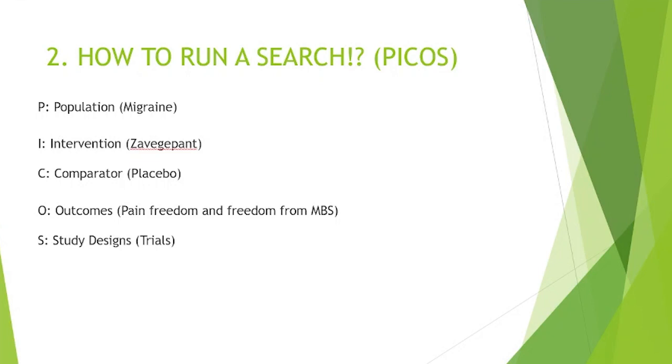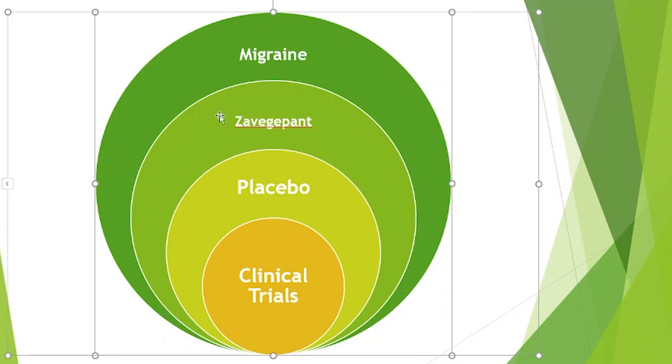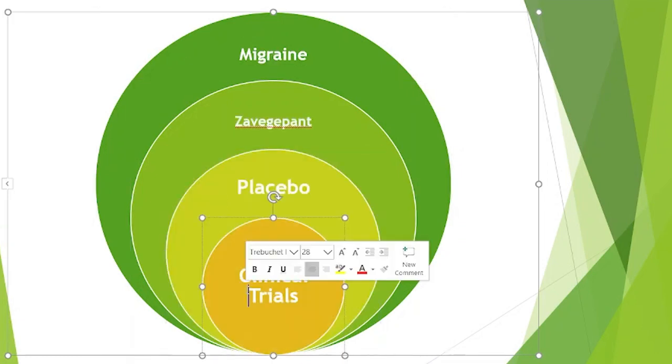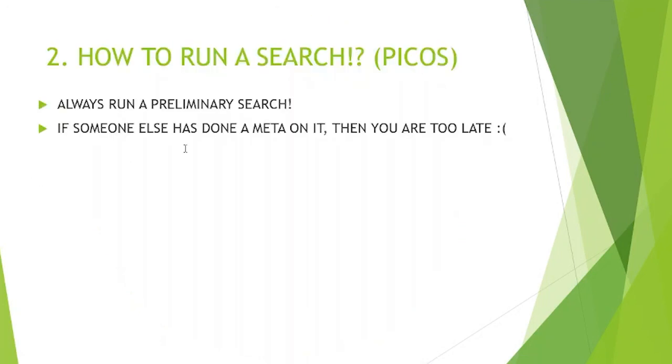Yeah. So this is basically the Venn diagram. It is also known as a stacked Venn diagram. You see, we have this bigger stack, then smaller, then even smaller, and then this very small stack which we're going to include. Okay, so now we're going to go over how to run a PICO search.